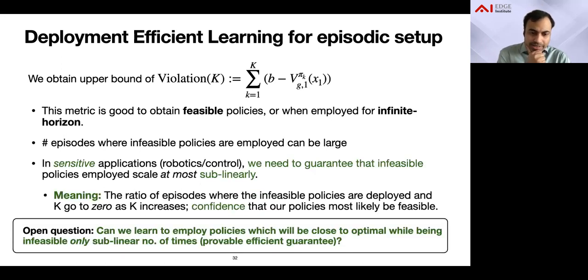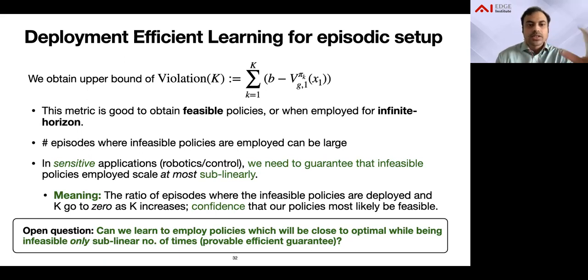So what we want is that even when we are learning, when we are taking decisions in online learning, we want to employ policies which will be close to optimal, but only be infeasible a sublinear number of times. As the episodes grow, it will only grow sublinearly. So that means the ratio of episodes where infeasible policies are deployed to the number of episodes goes to 0 as k goes to infinity.